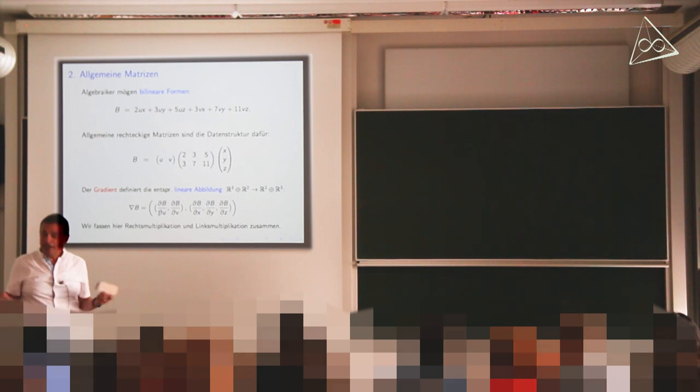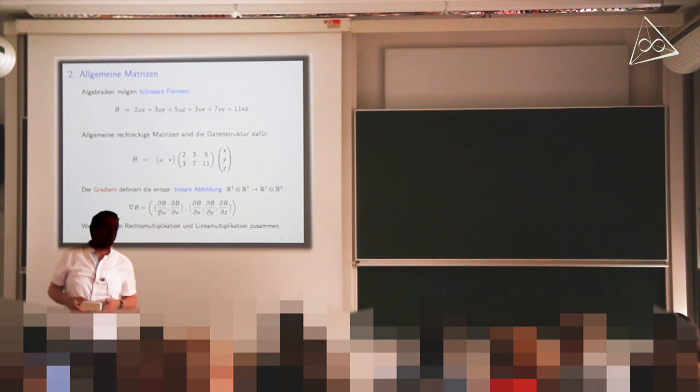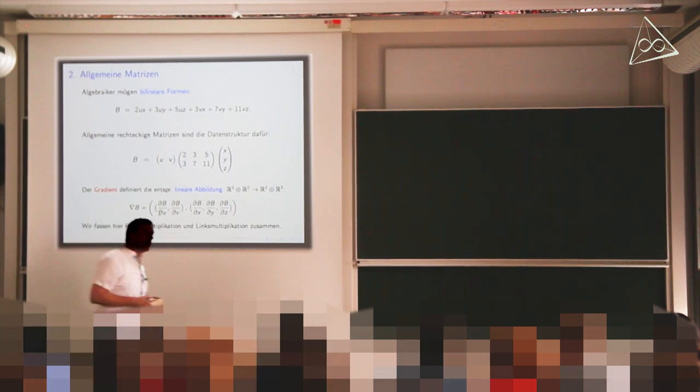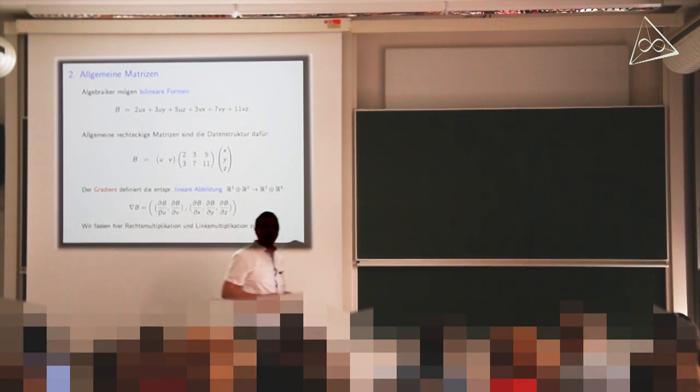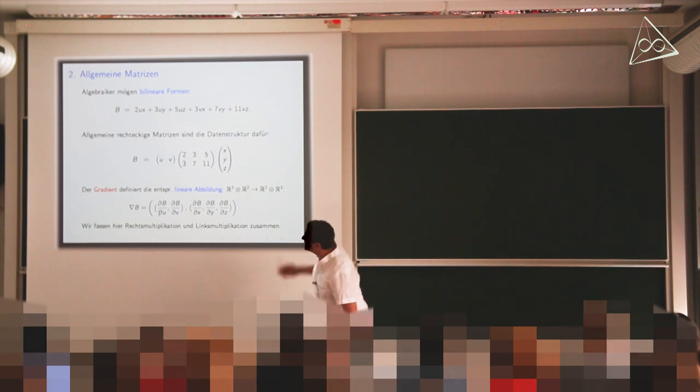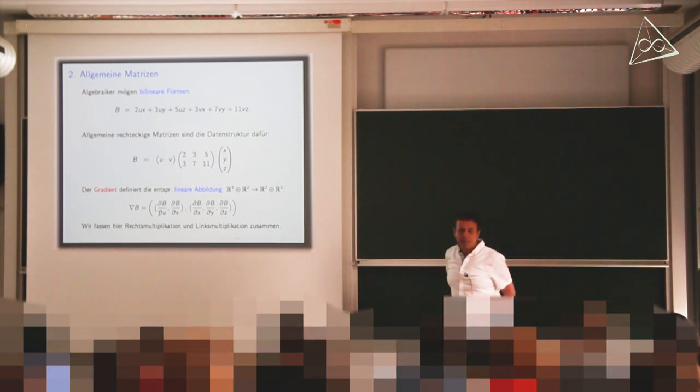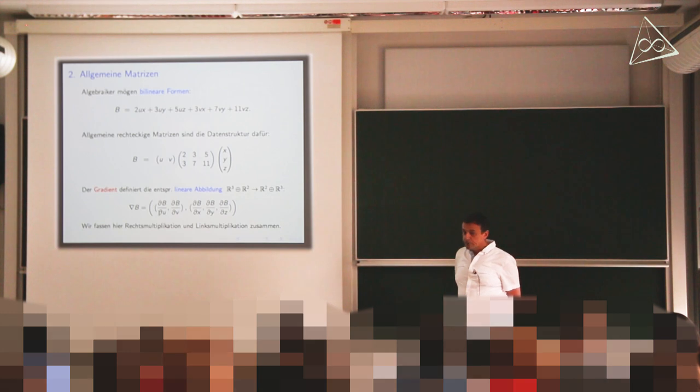Now, what if you cannot make up your mind? Then you do what you do here. Namely, you simultaneously organize the right and left multiplication together, and we're going to interpret this as the gradient map, simply the map given by the partial derivatives of the bilinear form B.